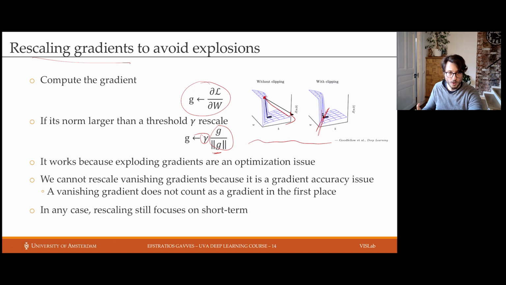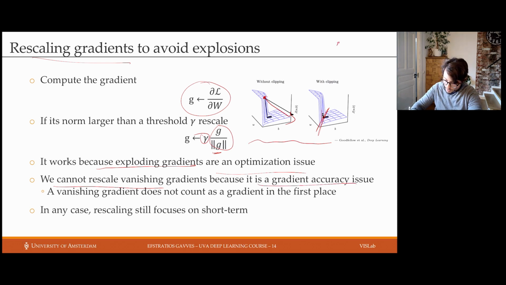This solution works because intuitively you can think that exploding gradients is nothing else but an optimization issue. Just because we start multiplying big numbers, we obtain a very big gradient that can cause problems when optimizing, when updating our weights. However, we cannot apply the same strategy of rescaling for vanishing gradients, because for vanishing gradients the problem is not an optimization issue. Here we have a gradient accuracy issue.